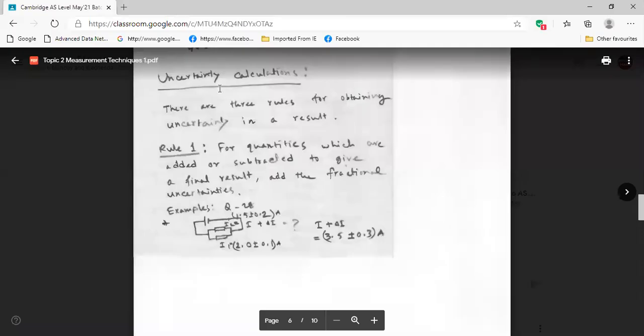So you write this heading, uncertainty calculations. This is topic 2, measurement techniques.